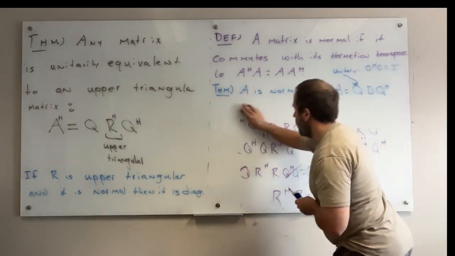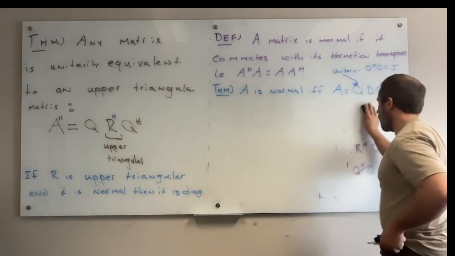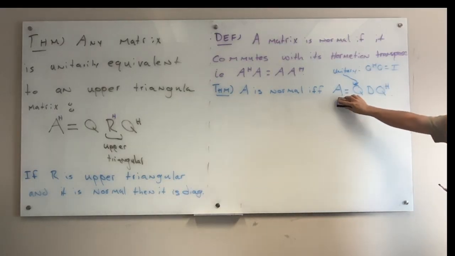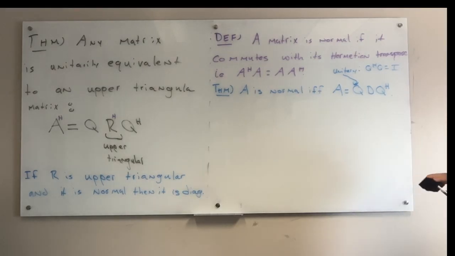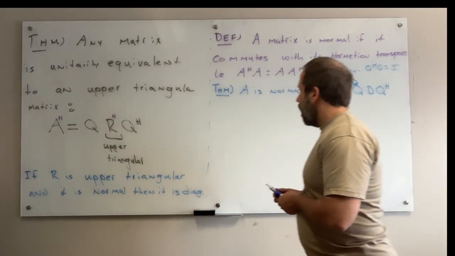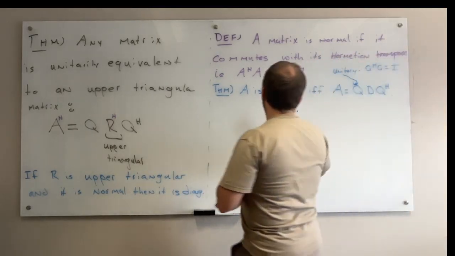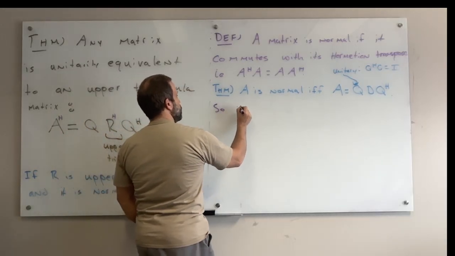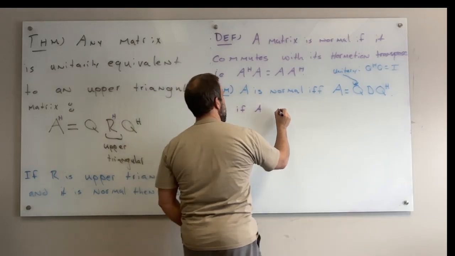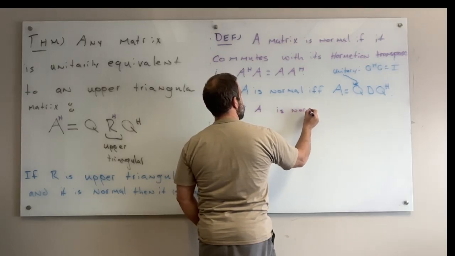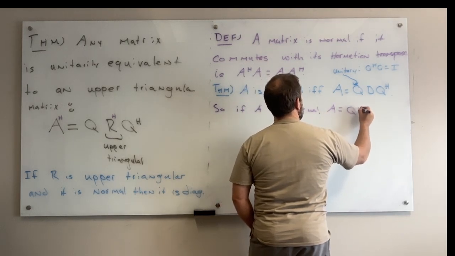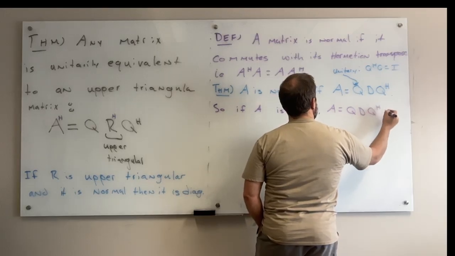If A is unitarily equal to a diagonal matrix, in other words, if this is true, then just prove that A is normal. Just compute A^H A and A A^H, and you'll see that they're equal to each other. Okay, so what can we tell from this fact? Well, if A is normal, then A is equal to Q D Q^H.